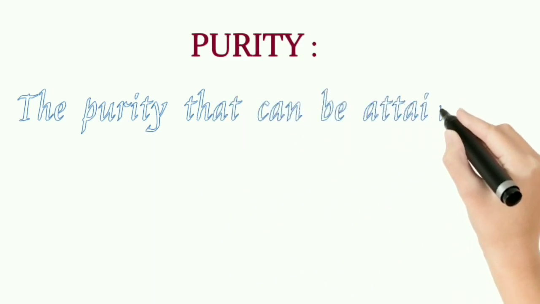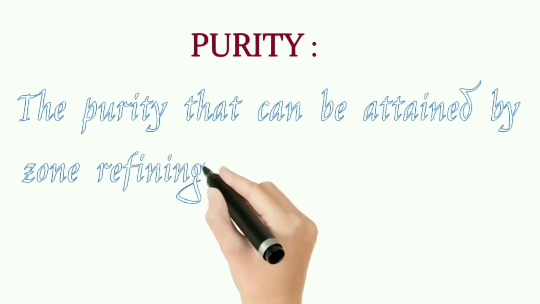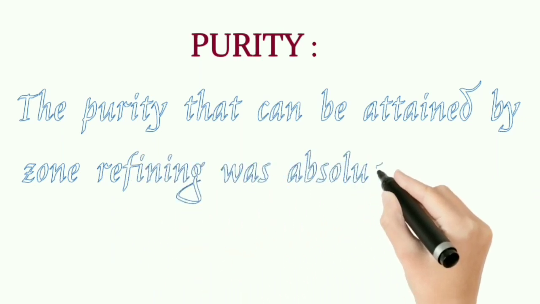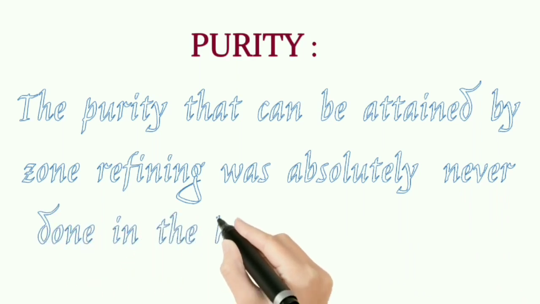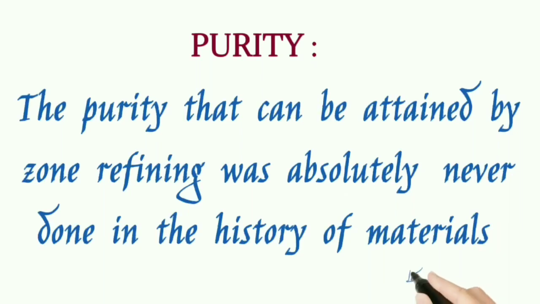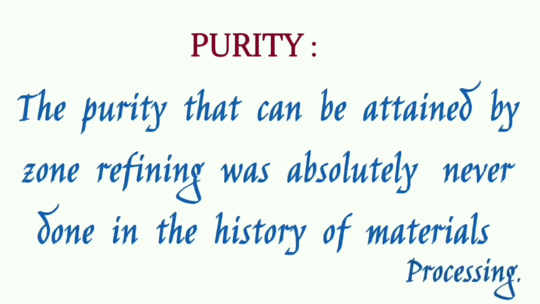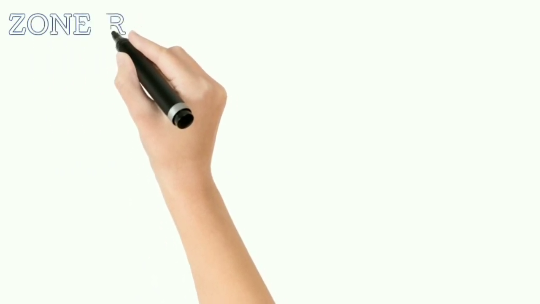I told you from the beginning that the purity that can be obtained by zone refining was absolutely unprecedented. That means it was never done in the history of material processing. Hardly any impurity remains; we get 99.99% purity from the zone refining process. That's why it is the highest purity metal you can get from zone refining.